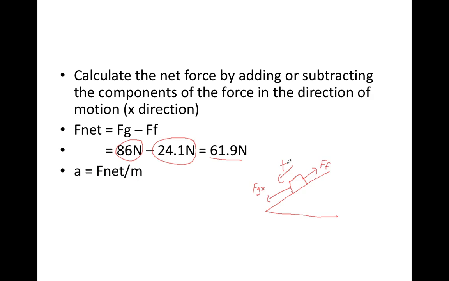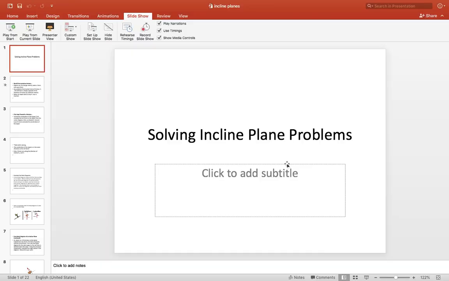And then we can calculate the acceleration, which equals F net divided by mass. And we get 5.2 meters per second squared. And that concludes the presentation.